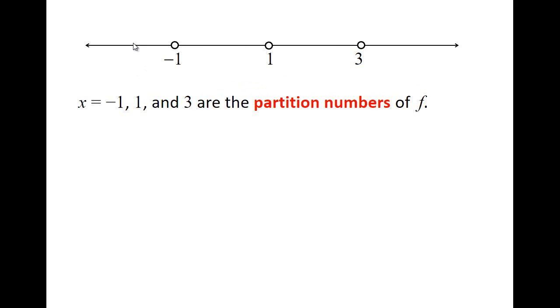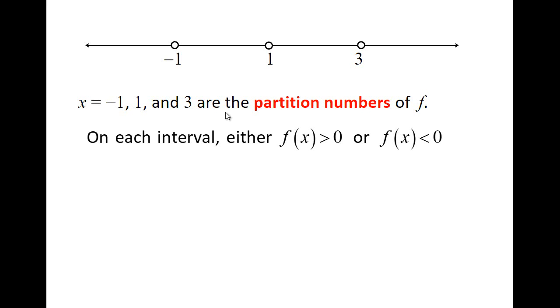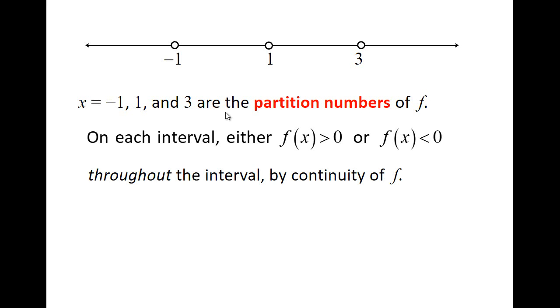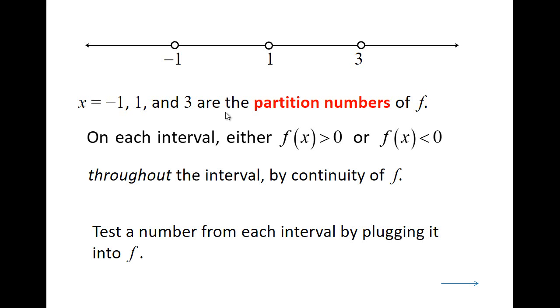And f has no zeros on the left of -1, f has no zeros strictly in between -1 and 1, f has no zeros here, f has no zeros here. So f doesn't change sign in each of these intervals. So on each interval, either f is positive or negative throughout the interval by the continuity of the function f. So to figure out the sign, we just test a number from each interval by plugging it into f. So let's do that.